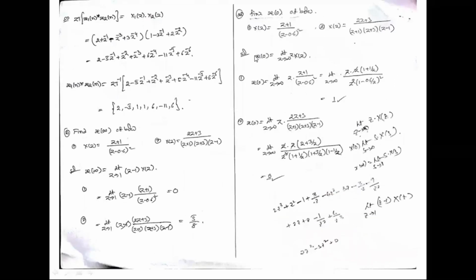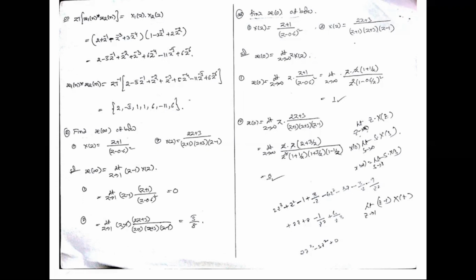Multiply these two: 2 plus z inverse minus z power minus 3 plus 3 z power minus 4, multiplied with 1 minus 3z inverse plus 2z power minus 2. After getting this, write it in order of z power minus 1, minus 2, minus 3, there is no 4, 5 and 6. So write the coefficients as a sequence. x1 of n convolved with x2 of n gives the sequence 2, minus 5, 2, then 1 for z power minus 3, 1 for z power minus 4, 6 for z power minus 4, minus 11 for z power minus 5, and 6 for z power minus 6.